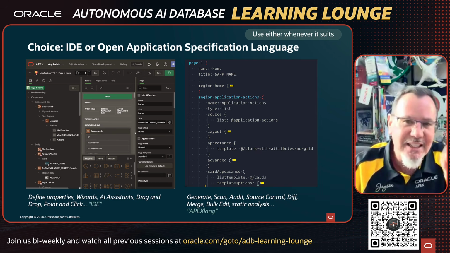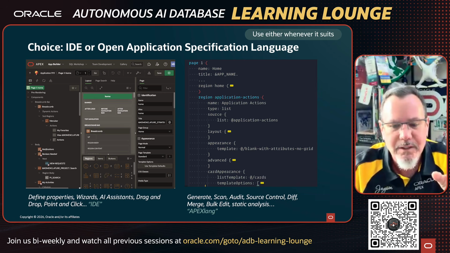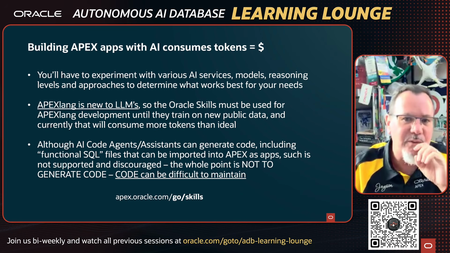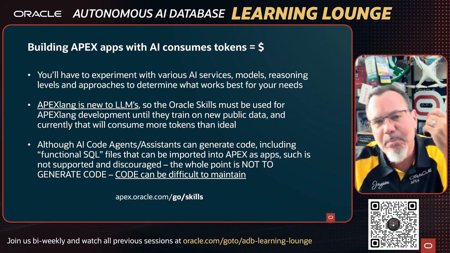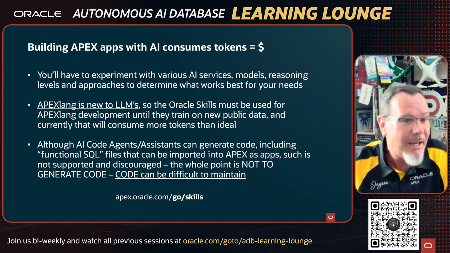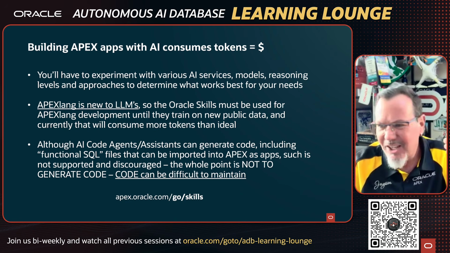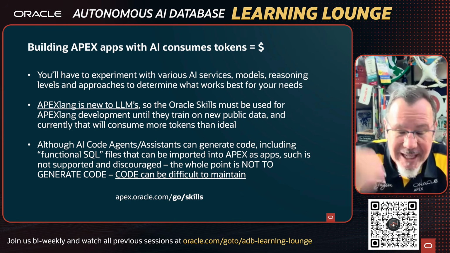That will be our key to success being Apex developers on Autonomous Database going forward. The whole idea of tokens is money. You'll have to experiment with various AI services, models, and reasoning levels to determine what works best for your needs. APEXlang is new to large language models. That means Claude, that means even Codex, all these other AI services and large language models, they don't know about APEXlang.